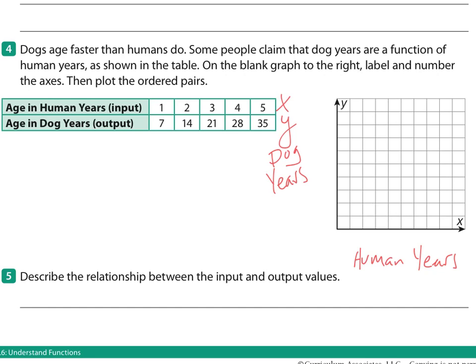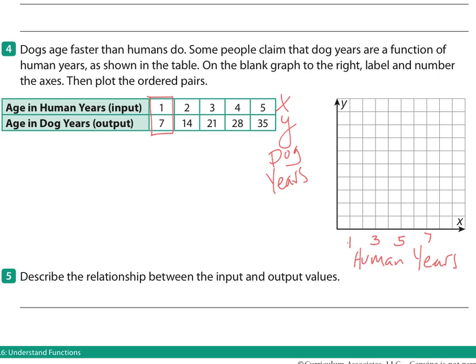All right, then we've got to plot these ordered pairs. Again, here's your input and output. So this should be 1 and 7 and 2 and 14. These are going to be all of my ordered pairs. So if you want to take a second and graph it, you can try that on your own. Okay, so I'll count by ones on the x-axis. In other words, this will be 1, and here's 3 and 5 and 7. Again, these are human years.